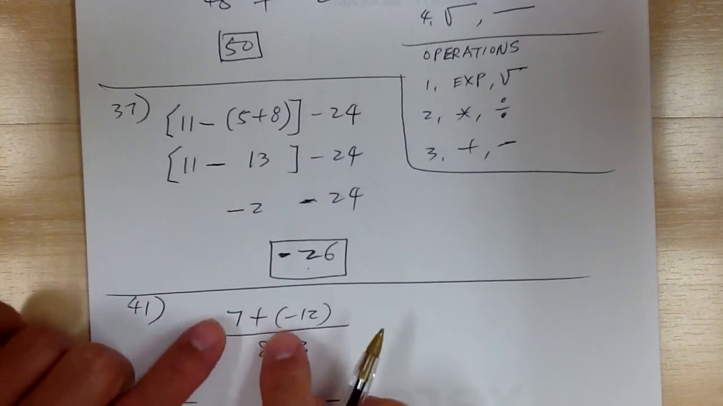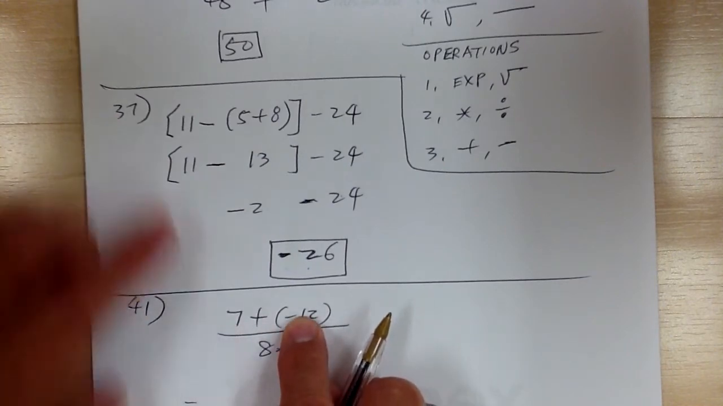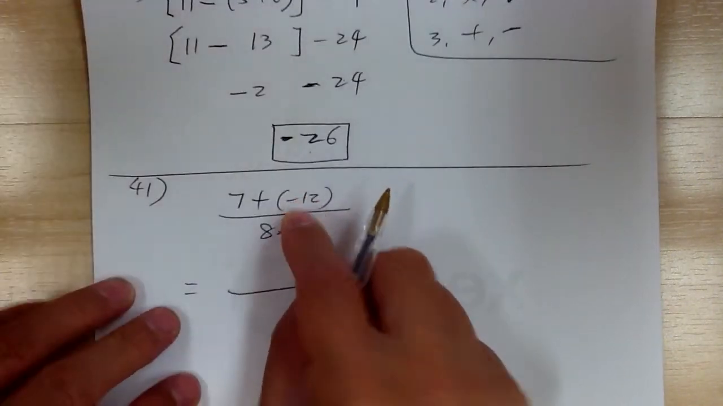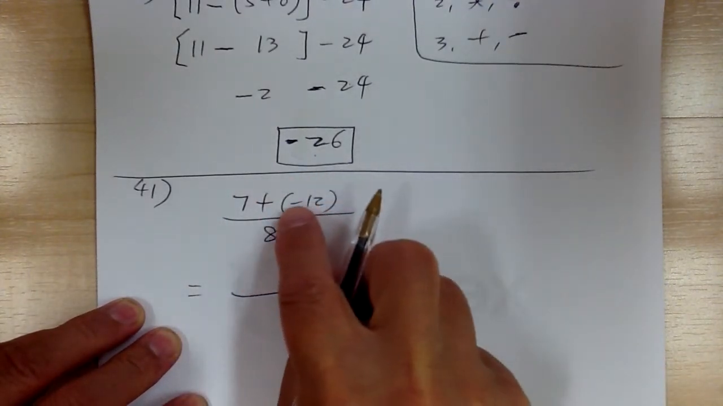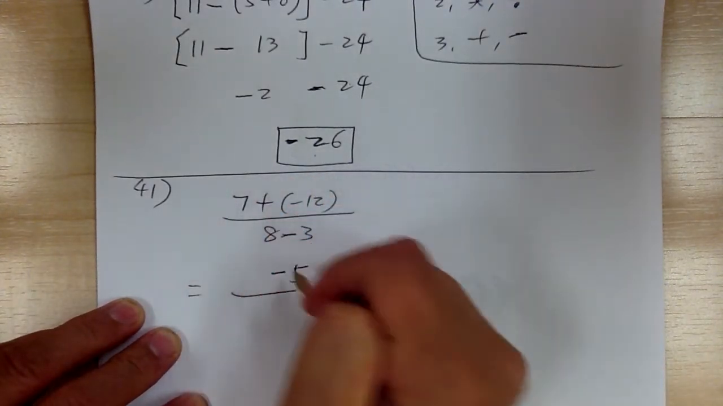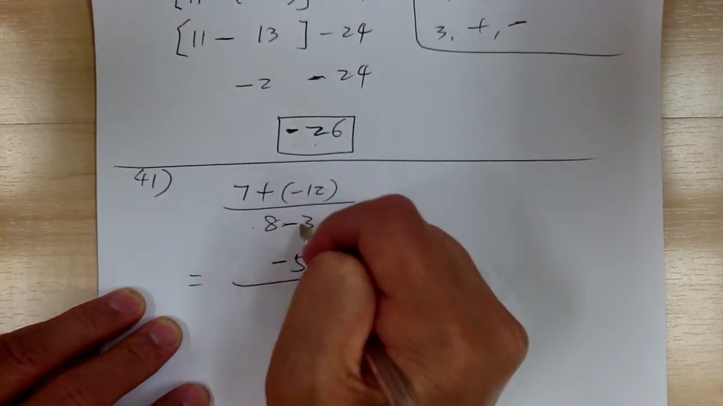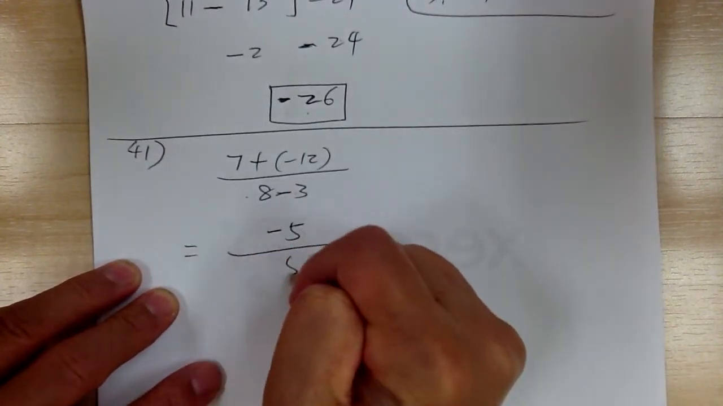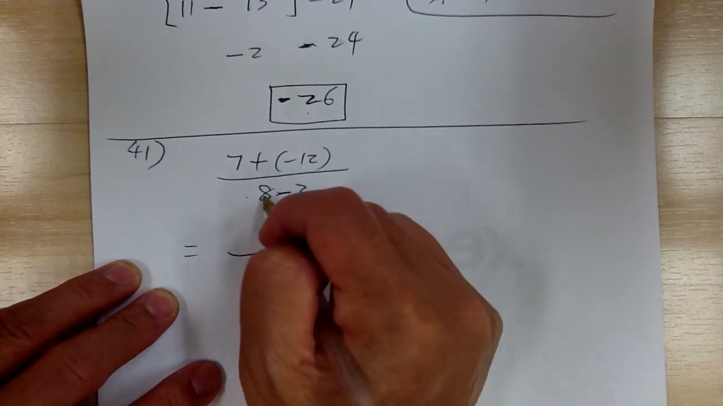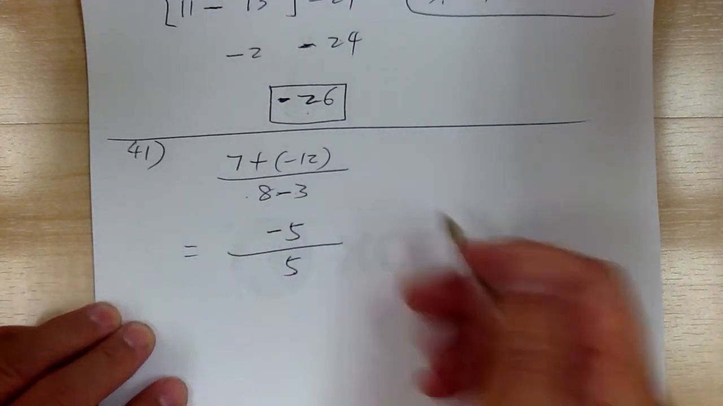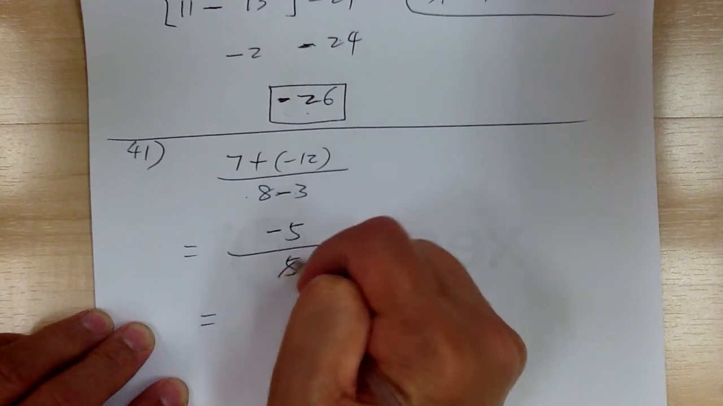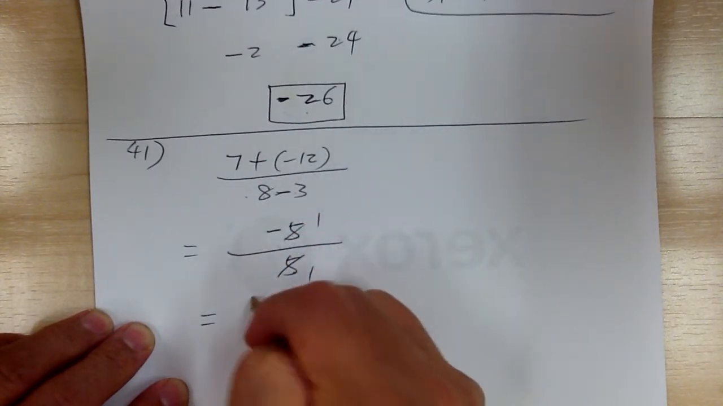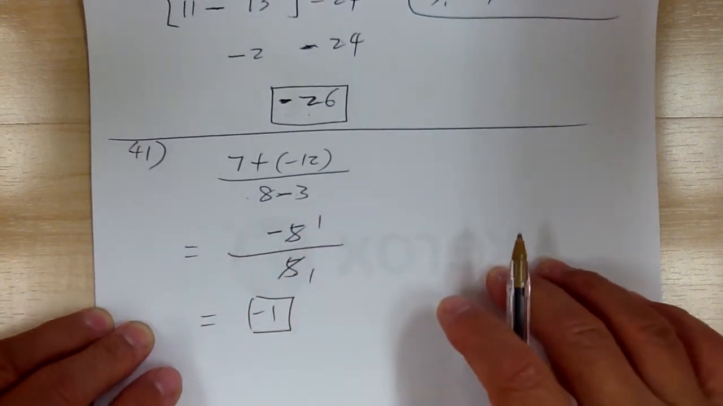On the top, this is positive, this is negative, so the opposite signs, you have to subtract the numbers. When you subtract the numbers, you get 5, and follow the sign of the higher number, so that's negative. Over here, positive, negative, you subtract the numbers, so you get 5, and follow the sign of the higher number, it's positive. Then after that, you simplify. Both can divide by 5, and so the answer will be negative 1.